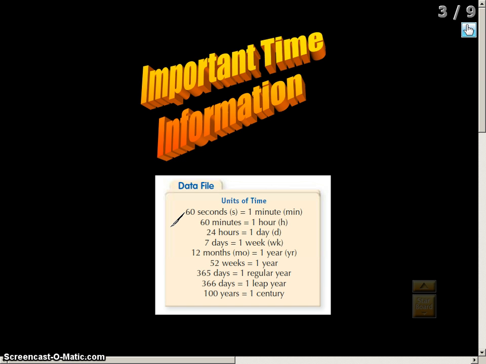So some important time information. What I have on this slide is just a data file of all the different units of time. For example, 60 seconds equals a minute, 60 minutes in an hour. Those are some of the pretty common ones. Some ones you may not know: 52 weeks in a year, 365 days in one regular year, 366 days in one leap year, and finally 100 years equals 1 century. One that is not on here is 10 years equals a decade.